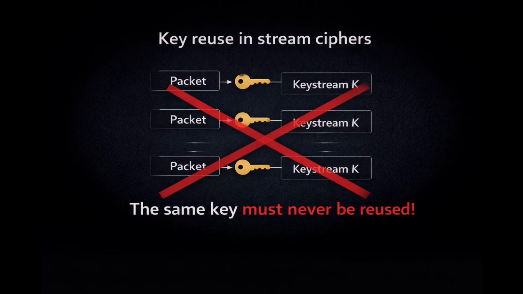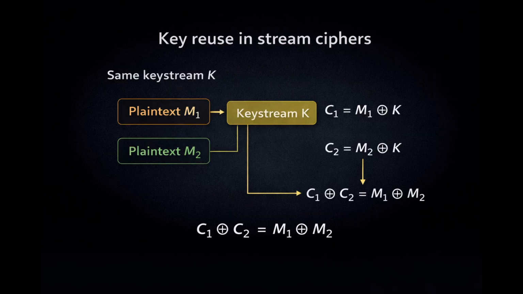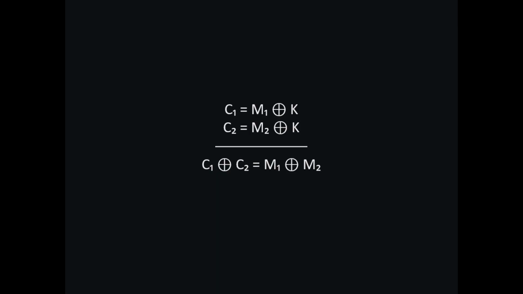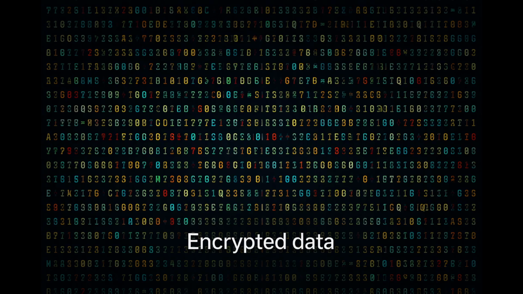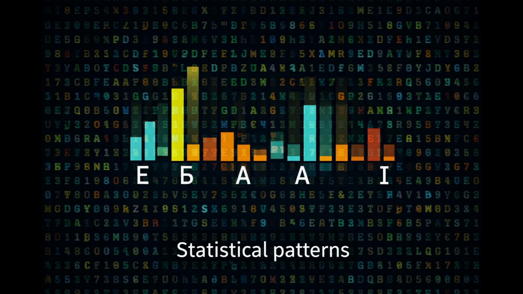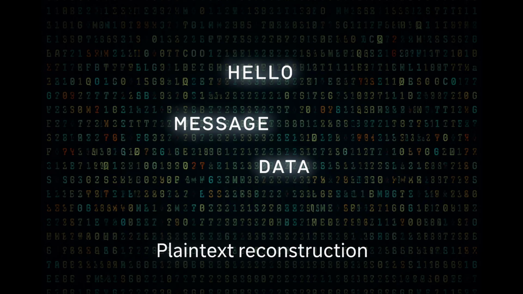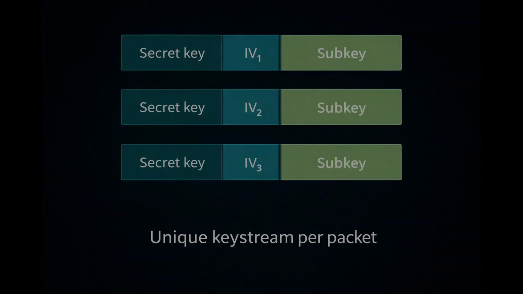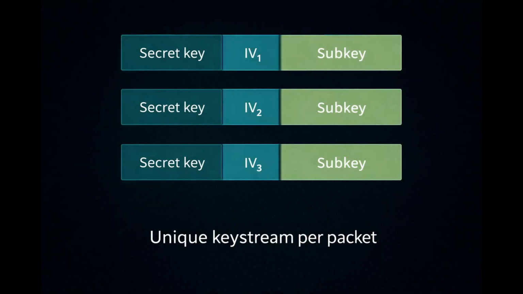With stream ciphers, the same key must never be reused. If two messages are encrypted using the same key stream, the encryption key cancels out when the ciphertexts are combined. This allows attackers to derive information about the original messages. By applying statistical techniques such as frequency analysis, it becomes possible to reconstruct the original plaintexts and eventually the encryption key itself. Because key reuse is forbidden, a large key space is required.